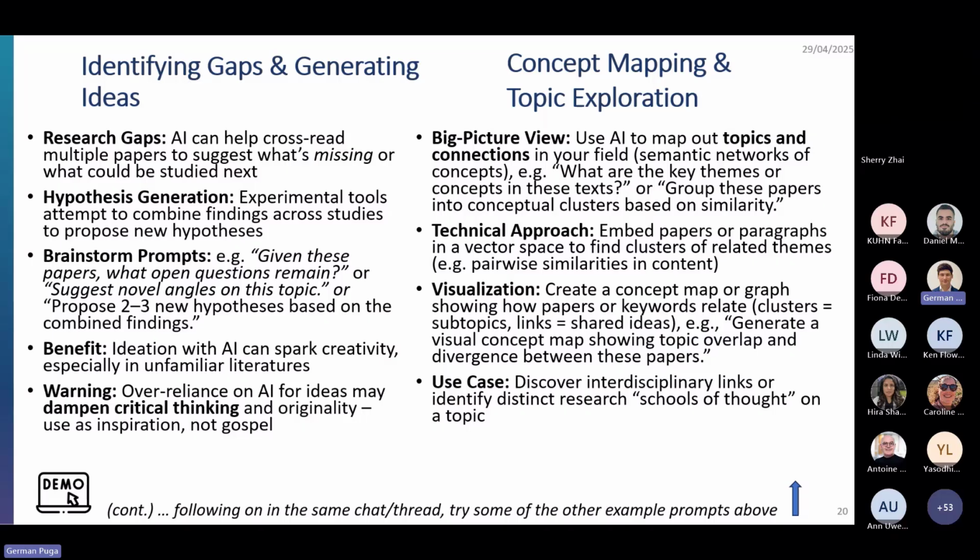Maybe an easier way: just ask the model, create a concept map or graph or table showing how these things relate. Maybe you want to give it a bit of guidance there. Clusters equal subtopics, links equal shared or similar ideas. But again, this might help you discover different links that you might not have seen otherwise.